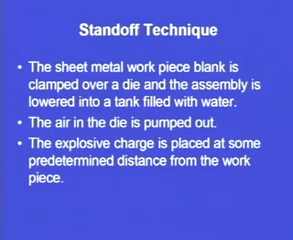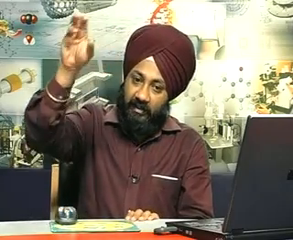So, suppose this is the die cavity, on top of this we place our sheet metal that we want to plastically deform, and the explosive charge is kept at a distance. There is some distance between the explosive charge and the die and the sheet, and the die and the sheet are immersed inside the water tank. In between the sheet and the die, the air is taken out. The explosive charge is placed at some predetermined distance from the workpiece. What is the workpiece in our case? The workpiece in our case is the sheet metal. So, the charge is at a distance.